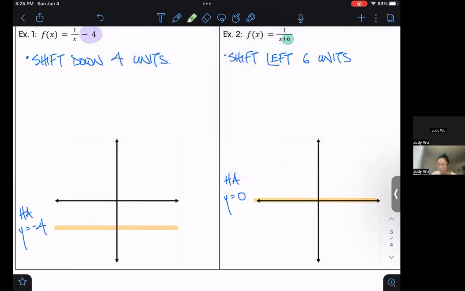Now let's think about that vertical asymptote. In example 1, if all I'm doing is moving the picture down 4, then my vertical asymptote actually stays exactly where it is.